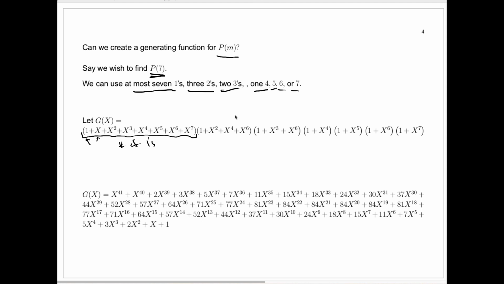But when I choose how many twos, I could choose 0 twos, 1 two, 2 twos, or 3 twos. The exponent will represent the total contribution to the final sum from that many twos. This factor here will represent how many threes, this one from the fours. Remember, I'll take either no fours or one four, and the power of the x, either x to the zeroth power or x to the fourth power. The power of the x will represent the total contribution from the fours in my sum, and likewise for fives, sixes, and sevens.